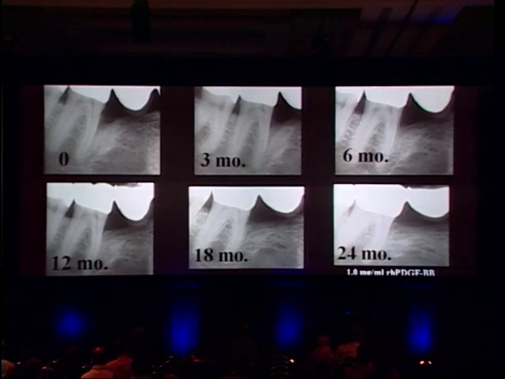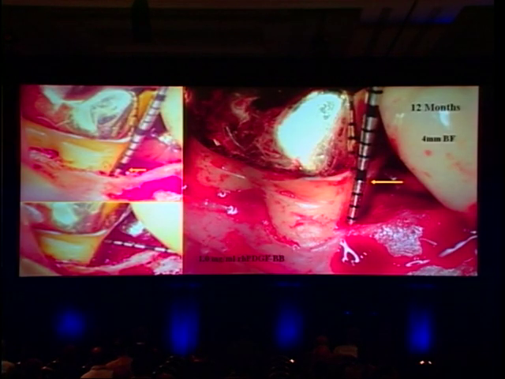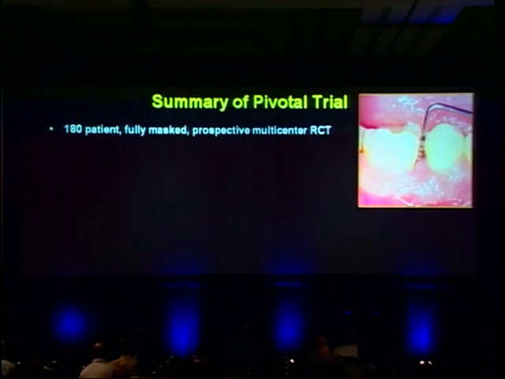And if we go back and look at the same patient that I showed you the radiographs, and we do a reentry, we see at 12 months we have 4 millimeter bone fill. Again, look at the hard cortical nature, the way the bone looks here at 12 months, a very, very nice result, and one where we're generating bone above the osseous crest, not just filling in the defect itself.